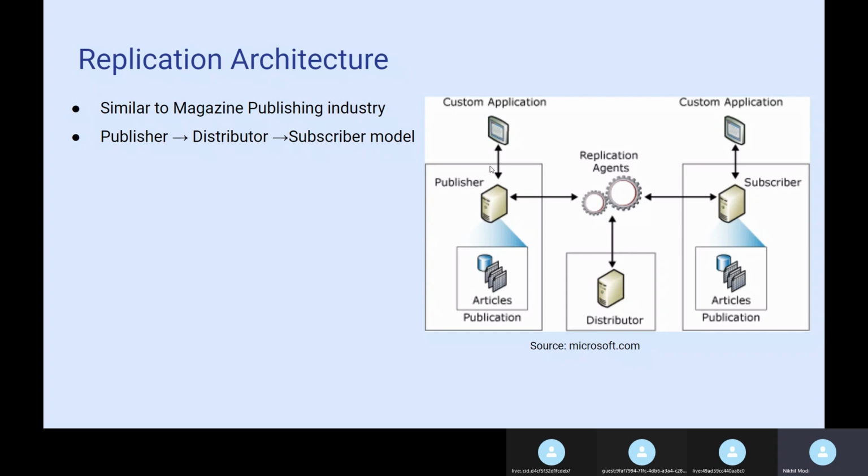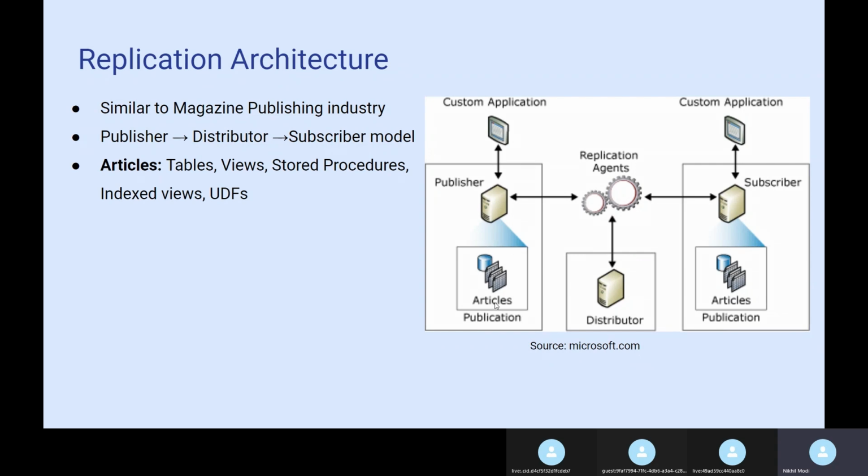What happens is all the data changes are happening on the publisher here. The distributor is the server which is actually doing all the work. It has all the replication agents, and it is actually picking the data from the publisher and then putting it into a subscriber. So this is the publisher, distributor, subscriber model.